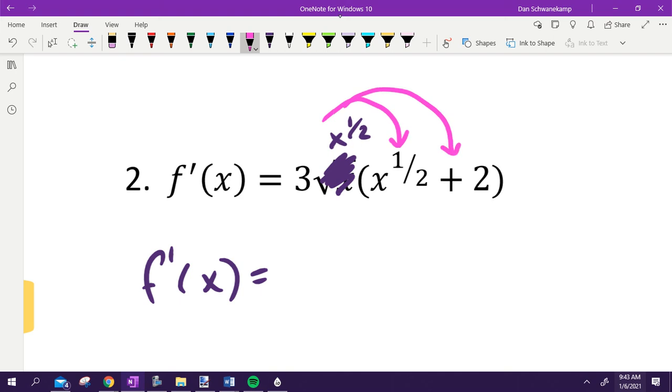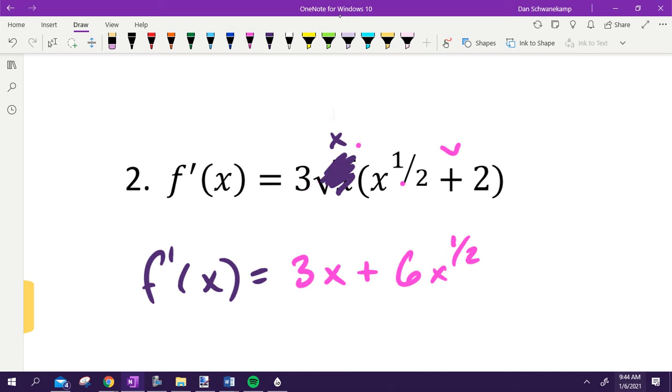So 3x to the 1/2 times x to the 1/2. What do we do with exponents when we're multiplying two things together? Add them. So what's my new exponent going to be? It is 3x to the first power because 1/2 plus 1/2 gets me 1. Plus 3x to the 1/2 times 2 would be 6x to the 1/2. That's just rewriting. I did nothing fancy there. Again, all I did was distribute that in. So don't let that be weird.